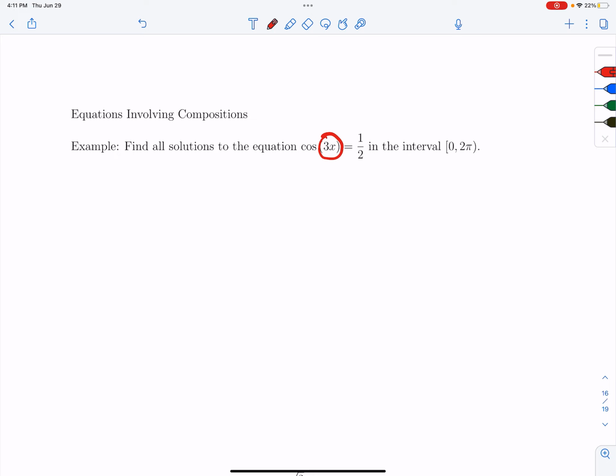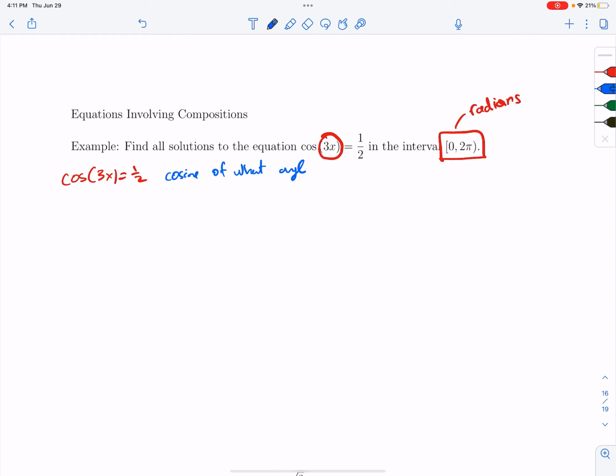So just like before, we've seen that we have this interval, 0 to 2 pi, so that indicates that we want all of our angles x to be in radians. So what we do, I'm going to rewrite the equation. Cosine of 3x is equal to 1/2. As we've seen in another video, what this means is cosine of what angle equals 1/2. That's the question we're trying to answer first.